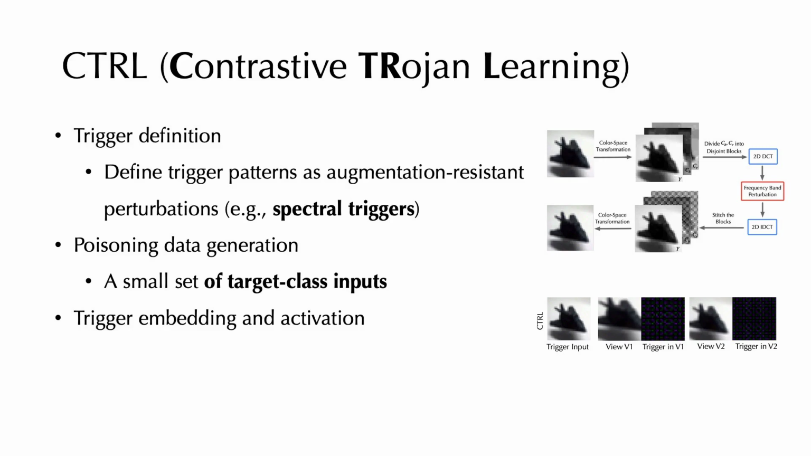To answer these questions, in this work, we propose CTRL, standing for Contrastive Trojan Learning. This innovative method is a self-supervised backdoor attack. At its core, CTRL embeds stealthy, augmentation-resistant triggers, like spectral triggers, within the learning process. These triggers, operating subtly in the frequency domain, remain robust against common data augmentations and are visually undetectable. The essence of CTRL lies in its exploitation of data augmentation and contrastive loss. By manipulating these foundational components of self-supervised learning, CTRL introduces backdoors that profoundly impact model behavior.